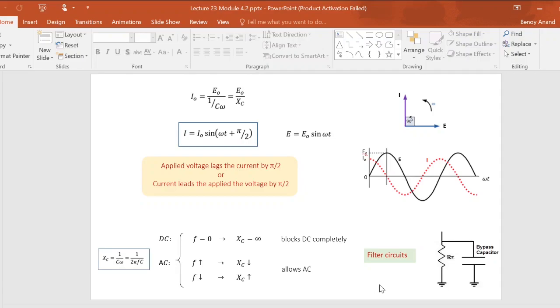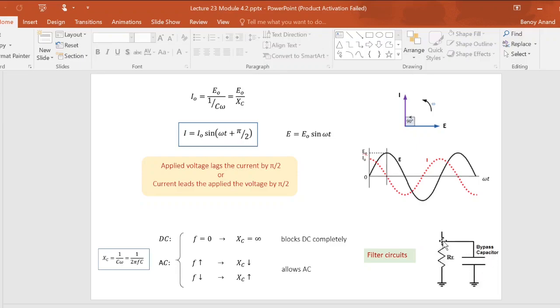You can also use the capacitor as a bypass line. For example, suppose you have an electrical signal coming at this point. So it has both high frequency and low frequency components, and you have a load resistance here, and you don't want your high frequency component to go through the load resistance. So basically you want to bypass this load resistance. So what you do, you connect a capacitor in parallel.